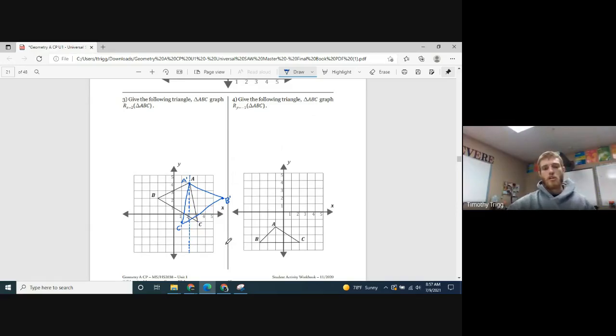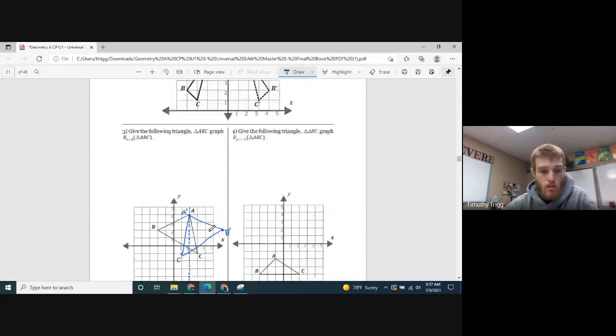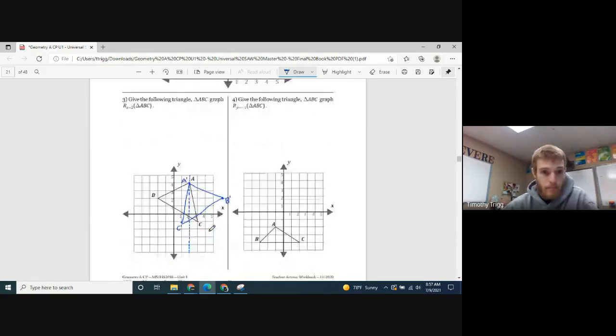Just like that. You should notice that the original triangle, the pre-image, and the image are actually congruent to each other, right? They're the same size, same shape. They're just reflected. So reflections should conserve the same size and shape. So the image and pre-image during a reflection should be congruent. Okay, and that's it. So we graphed now the image.